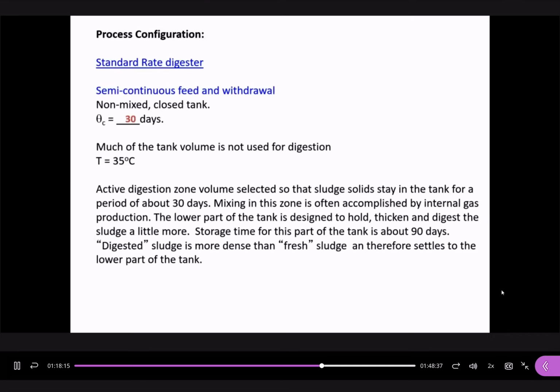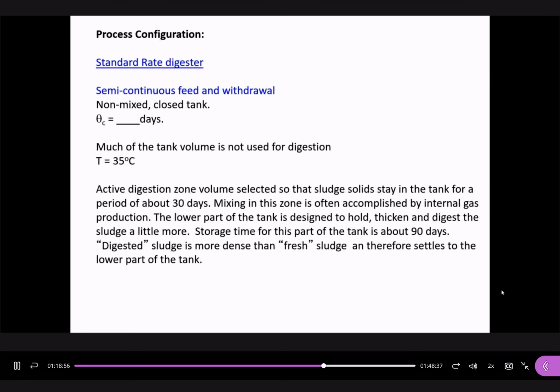So there is a page in the slide which compares all the data of different variations of the treatment process. Typically it's a few days, but this one is around 30 days solids retention time. Much of the tank volume is not used for digestion. The active digestion zone volume is selected so that solids stay in the tank for a period of 30 days.